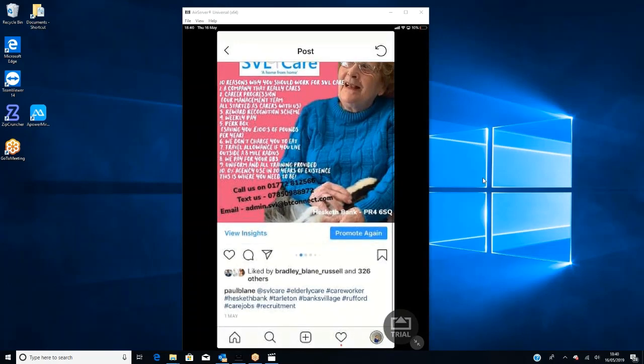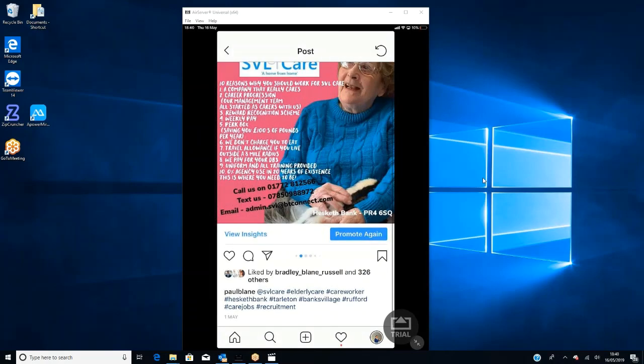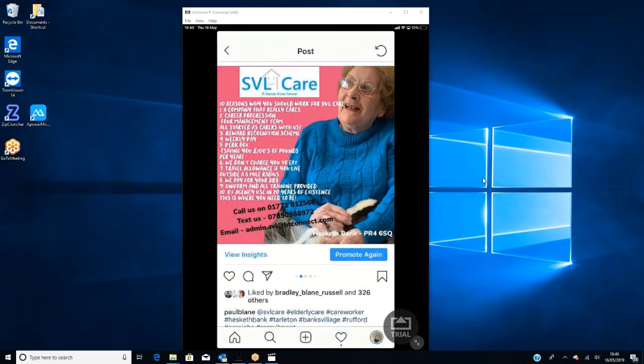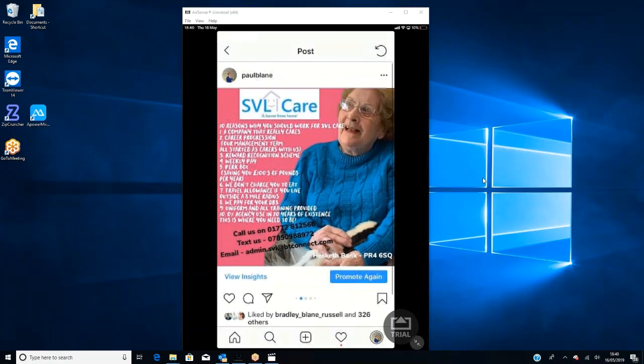Then you've got the opportunity to hashtag this. So elderly care, care worker, the area, Hesketh Bank, Tarleton, Banks Village, Rufford. They're all villages around that area. Care jobs, recruitment. There's so many different hashtags that you can use. But this one went out on Instagram. Now, in terms of that, going out on Instagram means that you're trying to target a market from roughly the 16-year-old up to about the 24-year-old. That's where you're going with Instagram.